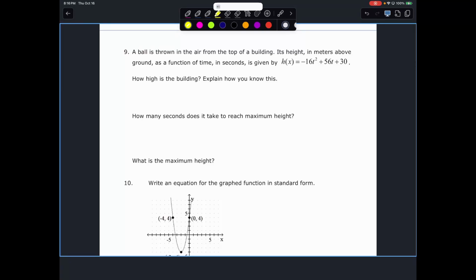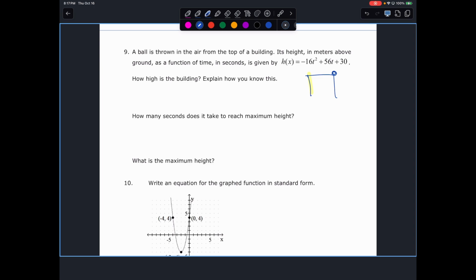All right, number 9, it says a ball is thrown in the air from the top of a building. Okay, so let me sketch. Here is the building and here is the ball. Assuming that the height of the person holding the ball is insignificant compared to the building height, I'm going to ignore the height of the person.